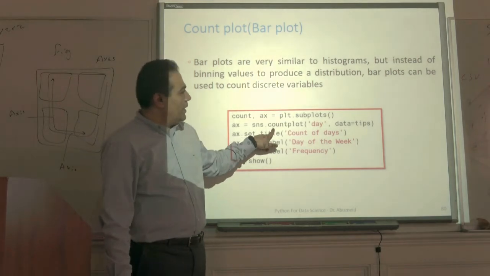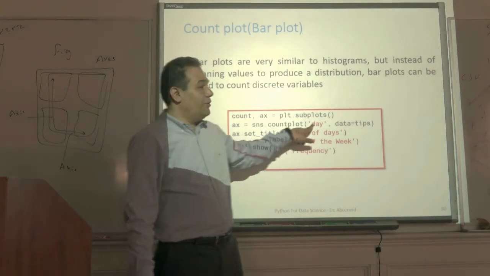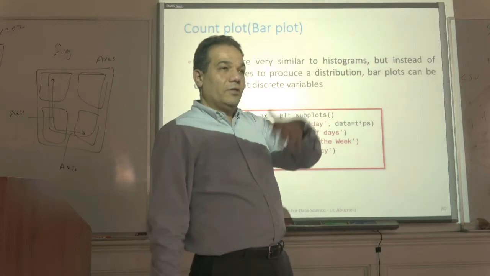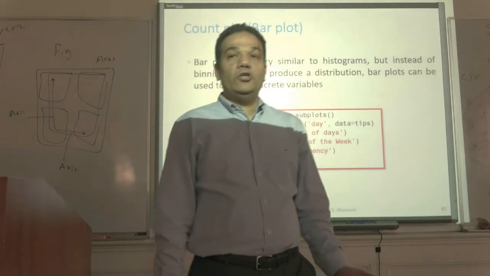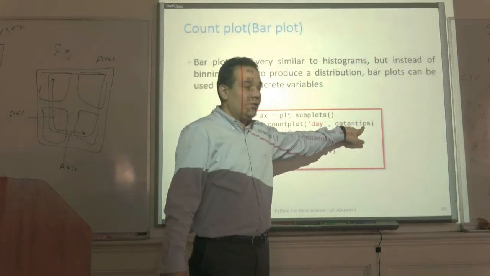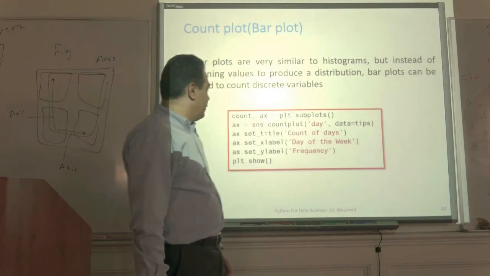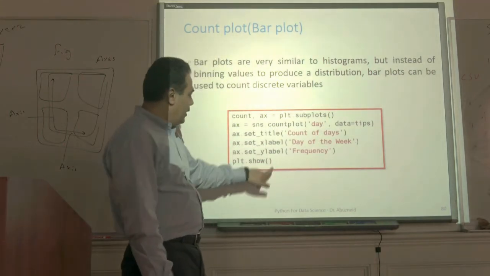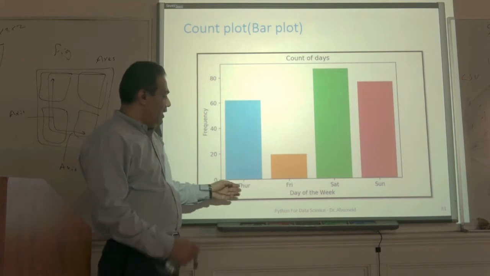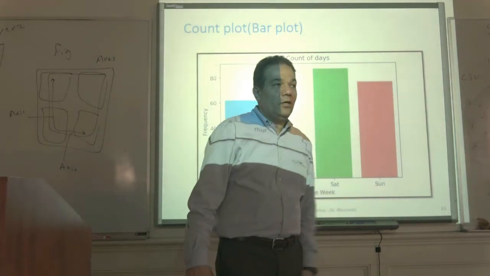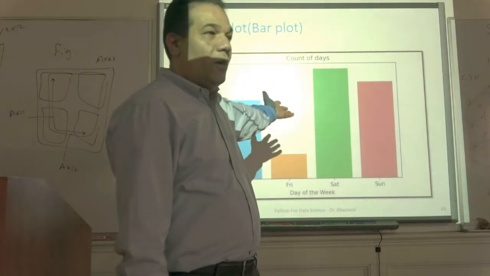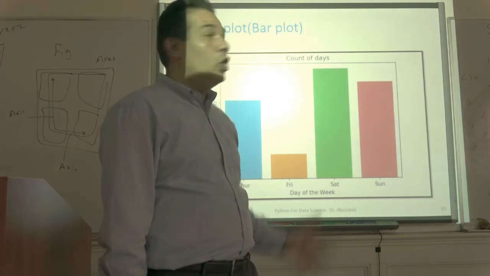So what are we going to count in here? The day. In that data set, we have the days: Sunday, Saturday, Monday, whatever the days. We need to know for each day how many people are in the data set. So what is the data? Tips, which is a data frame, and the day. And this is the title, the label, and the show. And here it is. In the data set, I have four days: Thursday, Friday, Saturday, Sunday. This is what we call a bar figure, or count figure.